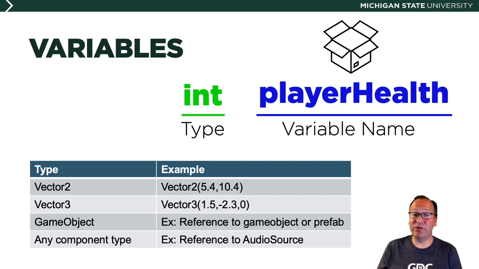Other data types that you encounter a lot in Unity are vector2s that store an X and Y position, and vector3s that store an X, Y, and Z position. Another common data type is a game object that stores a reference to a game object, or prefab. There are data types for any component. For example, an audio source type would be used to store a reference to an audio source component. We'll talk more about this later.